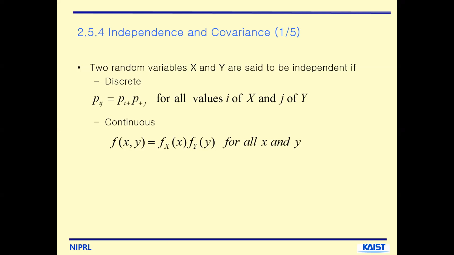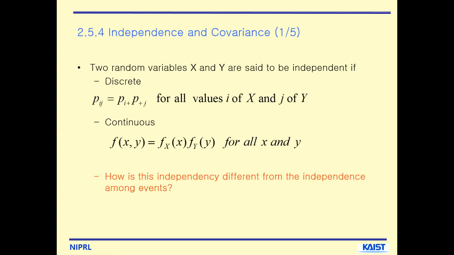The only condition for them to be independent is that we follow the multiplication rule. For them to be independent, in the discrete case, the joint probability must be equal to the product of the marginals. And the same thing for continuous: when I have f of xy, and f of xy can be written as a product of the marginals, then we conclude that x and y are independent.